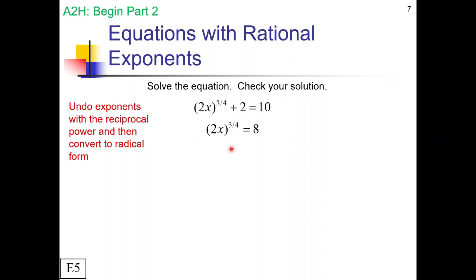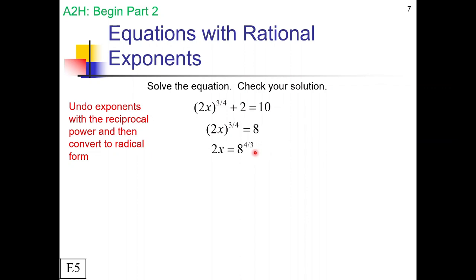Now the reason this works is because when I'm raising an expression with one exponent to another exponent, I multiply the exponents. So 3/4 times 4/3 would actually just give me an exponent of 1, which I can then just kind of pretend isn't there. So raising both sides to the 4/3, we're just going to have 2x on the left and 8 to the 4/3 on the right.